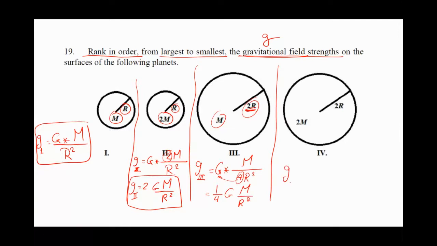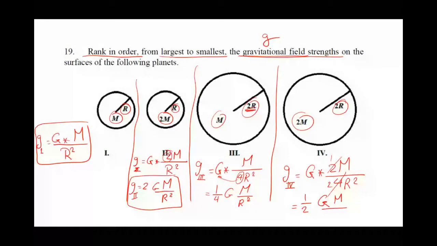The last one, G4, equals the constant G times the mass, which is 2m, divided by the radius squared, similar to the previous, so it will be 4 times r squared. Then simplify it: 4 over 2 is 2, and here is 1, so it will be 1 over 2 times G times m divided by r squared. Okay, guys?